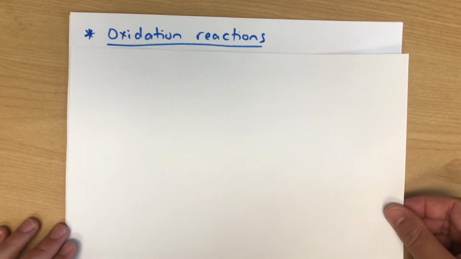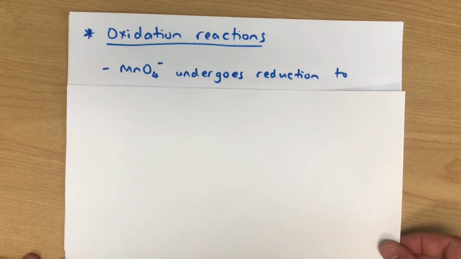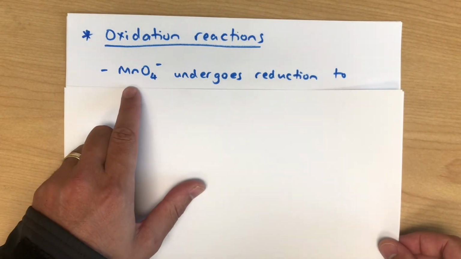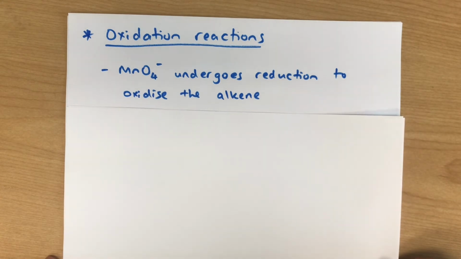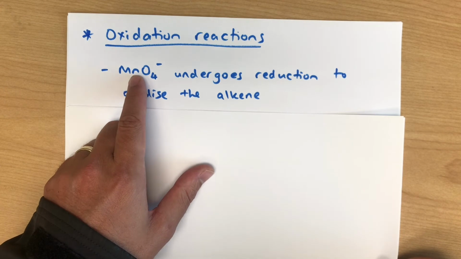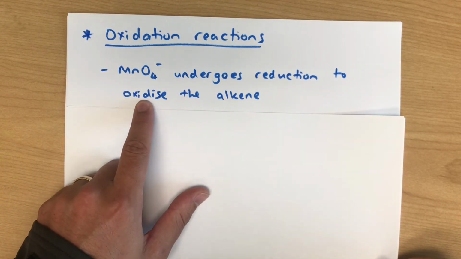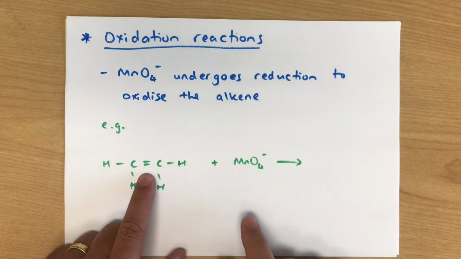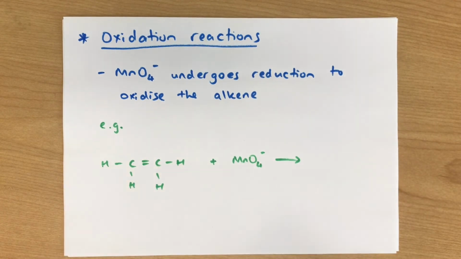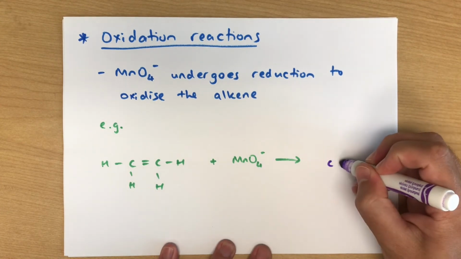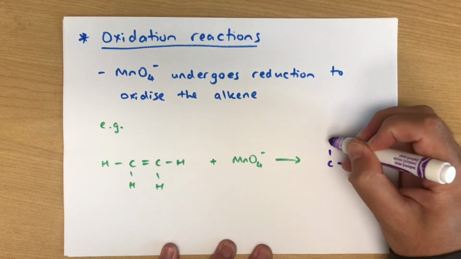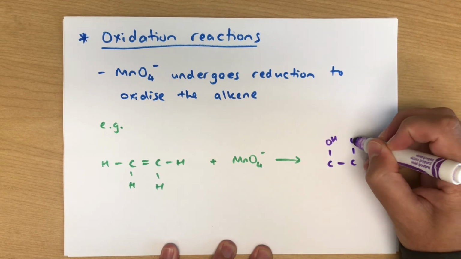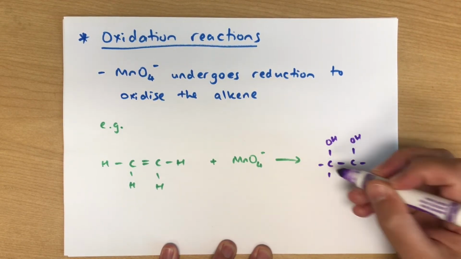Another type of reaction that alkenes can undergo is oxidation reactions. This typically occurs with permanganate, where the permanganate undergoes reduction to oxidize the alkene. Where we have oxidation, we must have reduction, therefore our permanganate will undergo reduction, and our alkene can then undergo oxidation. So let's have a look at this example here. We have an alkene, we're going to react it with permanganate, and what this forms is called a diol. That's when we get two OHs, one on each carbon of the double bond.